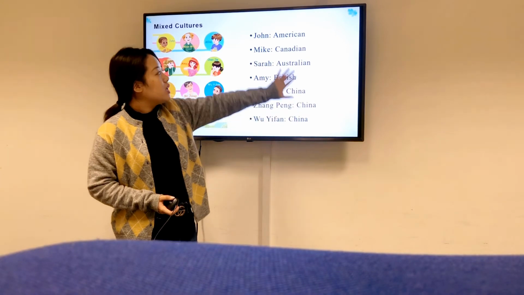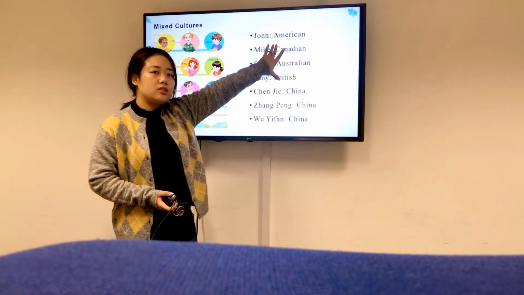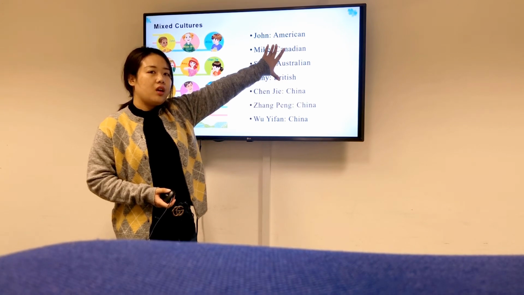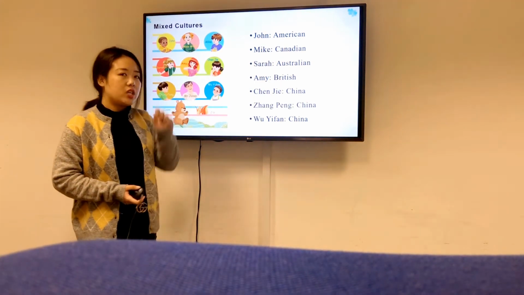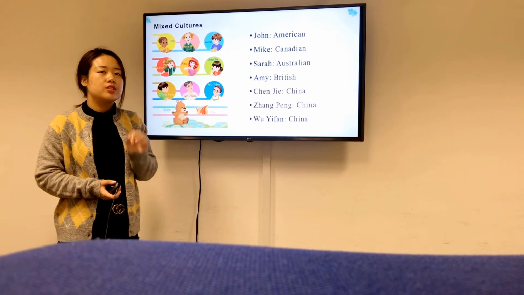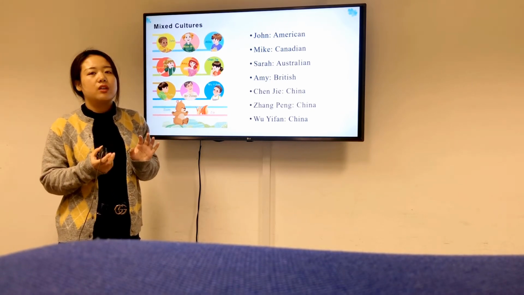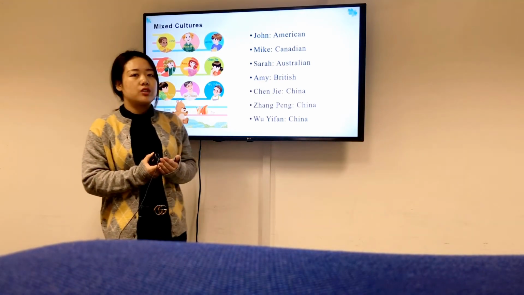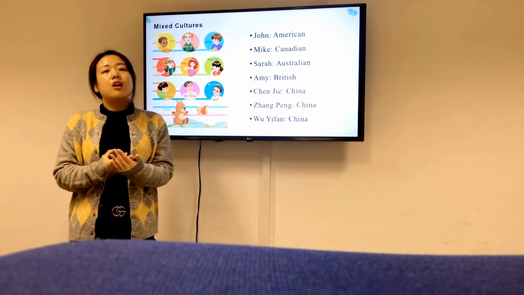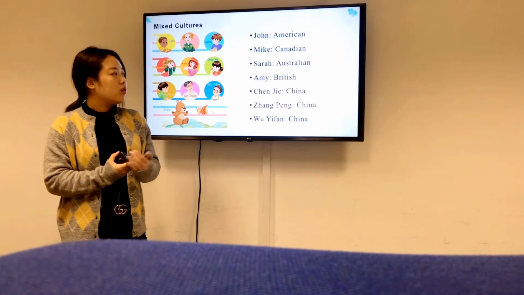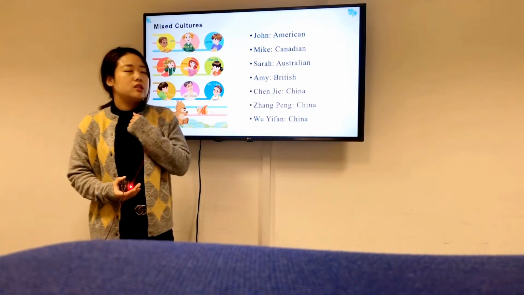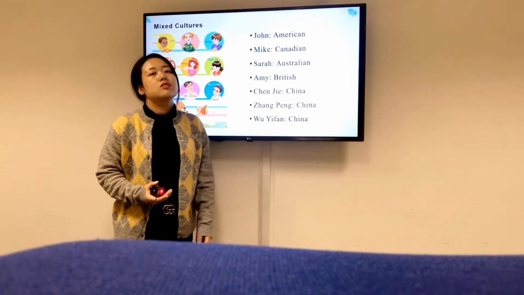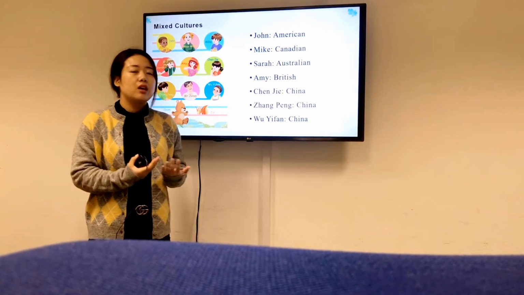Except China, these 4 countries are the mainly English-speaking countries. So in this book, the government in China wants the students, especially the primary school students, to learn Western cultures through the process of learning English. So there are Chinese students and American, Canadian, Australian, and British students. They can communicate with each other.